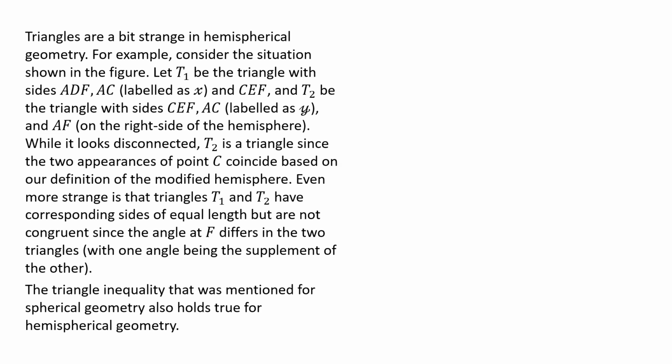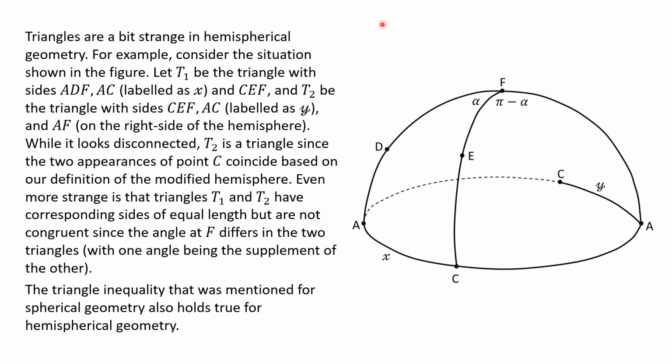Triangles can be a bit strange in our hemispherical geometry. I have an example of two triangles, which I'll show you here. So the first one, I'll call it T1, and it has sides ADF, AC, which I labeled as X here, and CEF. So that is a triangle. And that's kind of not too weird, but the next one is strange.